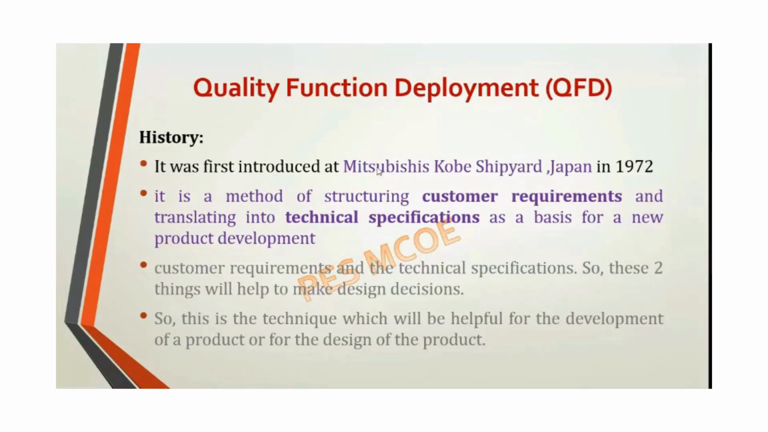in Japan in 1972. The method of structuring quality function deployment is basically structuring customer requirements, whatever they are asking for, and expressing them in terms of technical specifications. So kindly note these 2 points: the customer requirement or need of the customer is to be transmitted into technical specifications.